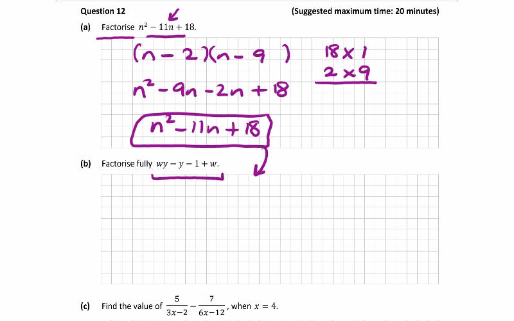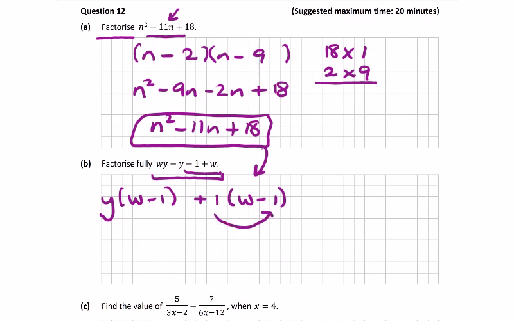4-term factorization. wy minus y, take y out, that would leave w minus 1. If you've done this correctly, the second bracket will be the same. If you've practiced it, this is what you're going to do. What would I need to put in front of that second bracket to get the last two terms? Plus w is there, so it would have to be plus 1, and that would check, give a minus 1 as well.